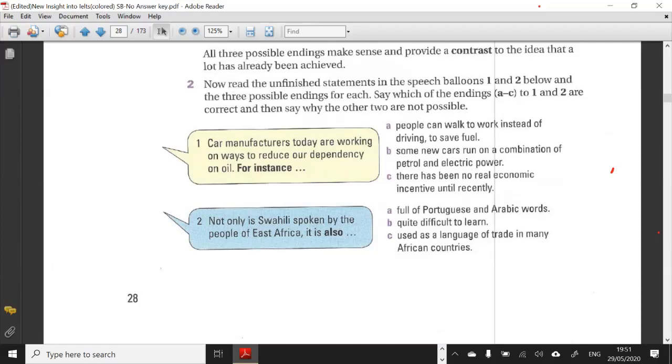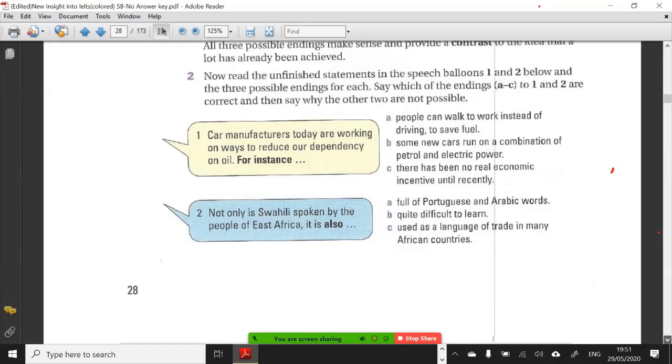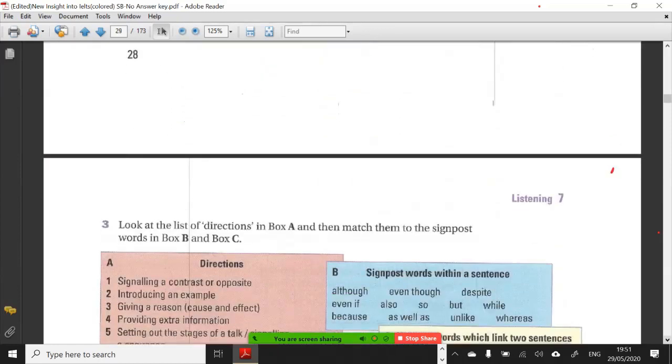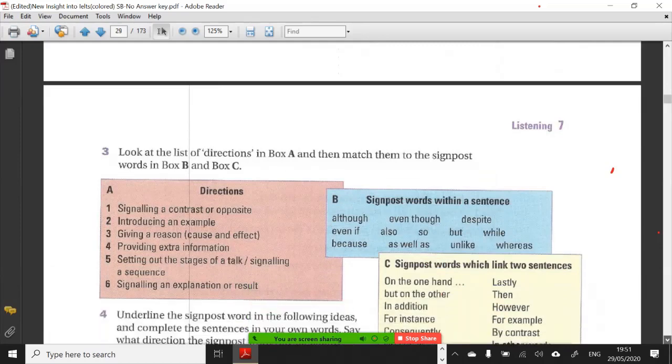Okay, so this is like an indicator. For instance tells you that you are going to give an example. Also tells you that you are going to say another thing which helps in this. So these are like signpost words, the words which guide you how to figure out the answer.